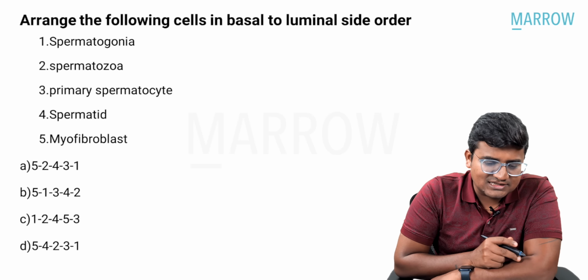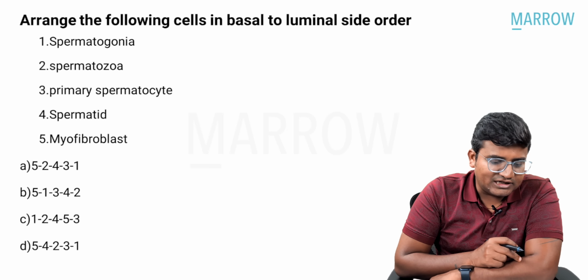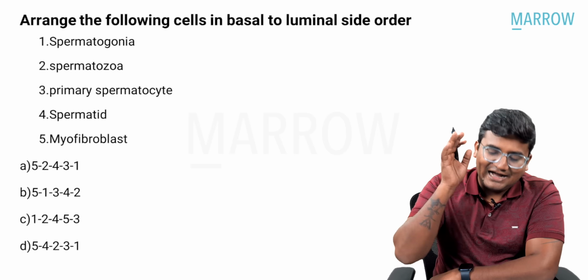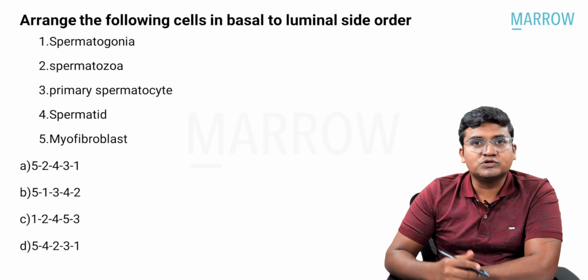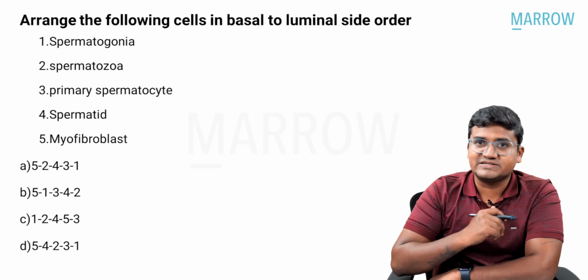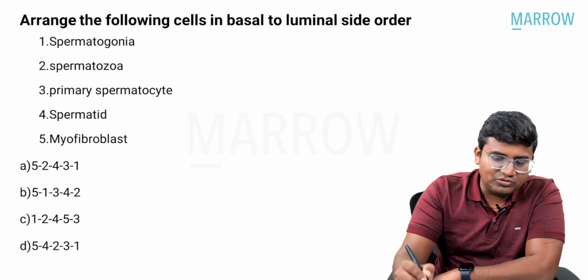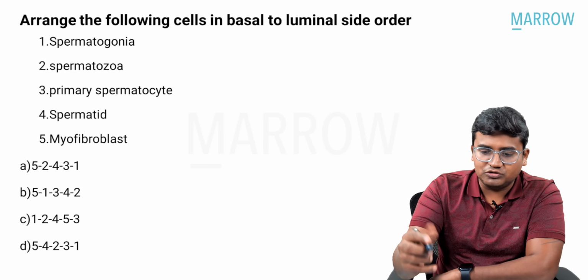Now see the next question. Arrange the following cells in the basal to the luminal side order: spermatogonia, spermatozoa, primary spermatocyte, spermatid and myofibroblast. Again this is a repeat question only. In the 2019 May AIMS exam we got this question. Arrange the cells in sequence. Now here they are asking you to arrange the cells from base to the lumen.